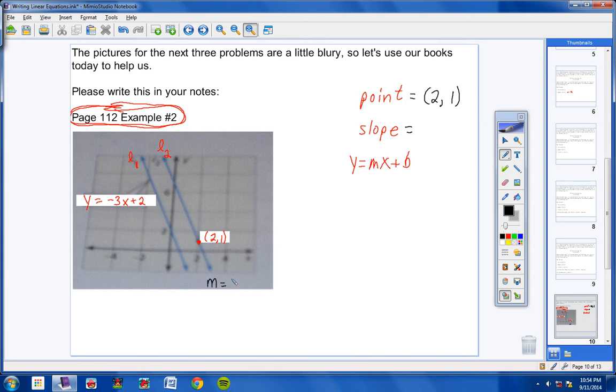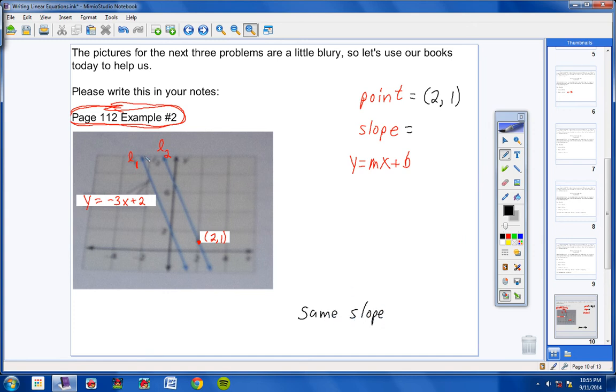Do you see m equals anything anywhere? No, you don't. But listen to me. Look at the problem. Please look in your books. In the problem, it says line 2 is parallel to line 1. Do you see that? Line L2 is parallel to line 1, or L1. Well, what have we learned about parallel lines? They have the same slope.